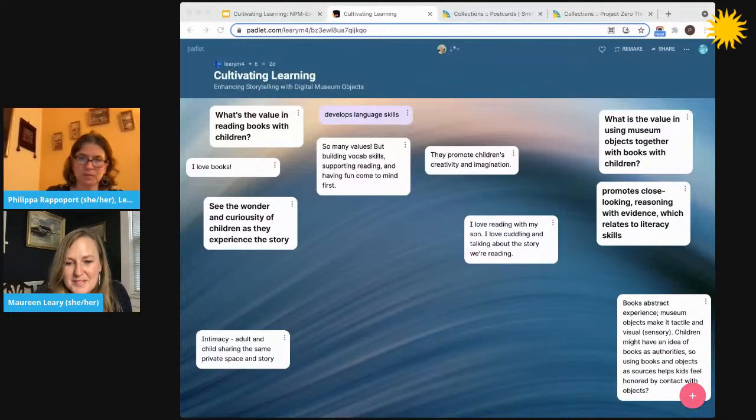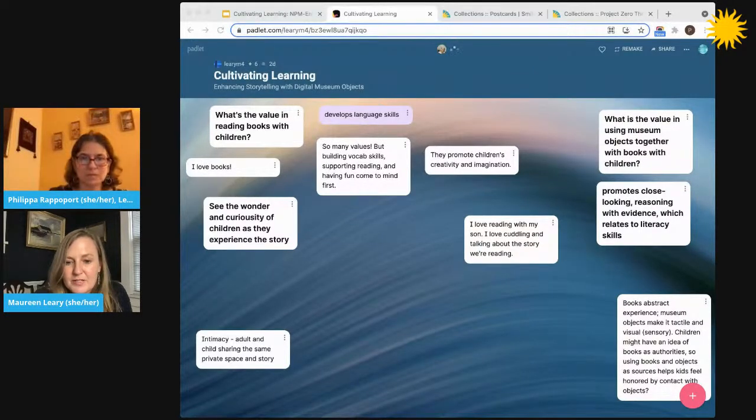So I do see a couple of comments coming in. I see that using them together can promote close looking, reasoning with evidence, which relates to literacy skills. Absolutely. This is one of the big things for me. I think you really can use museum objects, particularly when you're pairing them with a book, to help develop literacy skills, which is what makes it so great to do it with those kids who are emergent readers, who are just learning all of those really critical skills to become proficient readers. You can really reinforce a lot of those skills with using museum objects paired with books.